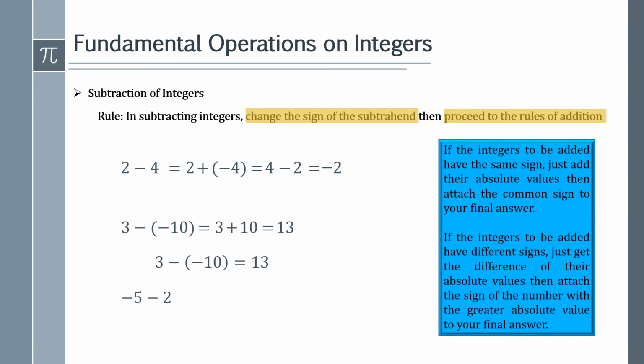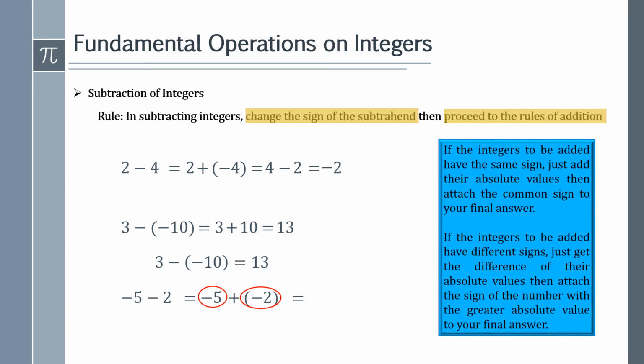Next, you have negative 5 minus 2. So, again, minuend. Just copy minuend. Negative 5. Then, we have 2 as our subtrahend. Change the sign. So, magiging negative 2. Then, from minus, gagawin nating plus. This will be the new equation. So, check natin if they have the same sign. So, we will have negative 5 and negative 2.